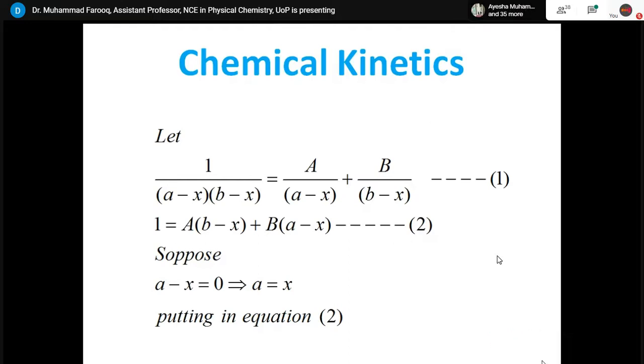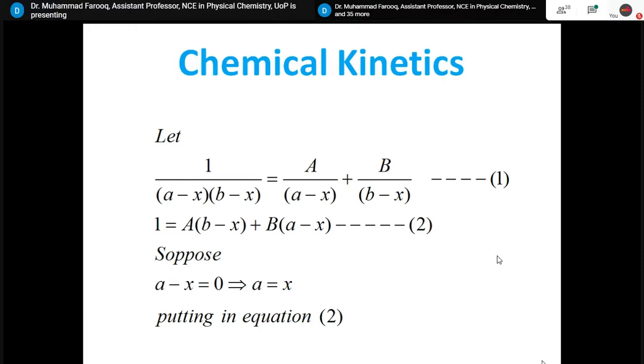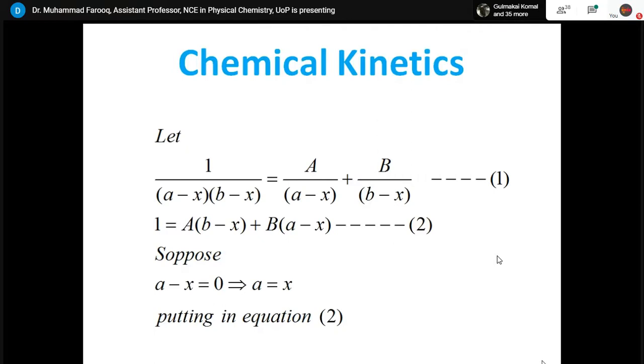Yes, sir. Clear, sir. Suppose 1 over (a minus x) into (b minus x) is equal to a divided by (a minus x) plus b divided by (b minus x). We have supposed that this is equal to this one, where a and b are constants. This clear or not?